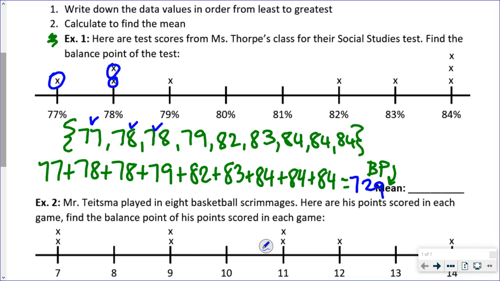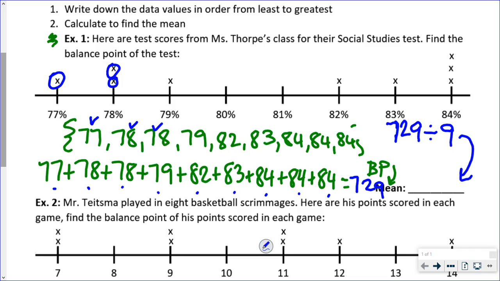Now, based on space, I'm going to do my work up in here. The last thing we need to do to find the mean is take what we found, and I'll erase this so it's not distracting. We're going to take 729 and divide it by how many numbers we had. I've got 1, 2, 3, 4, 5, 6, 7, 8, 9 values. So it's 729 divided by 9 gives us our mean.